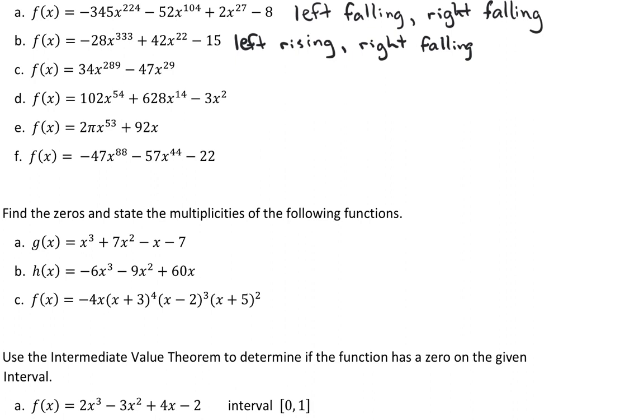Now we're going to look at part C. The power of the leading term is 289, which is odd, which means that it will usually be left falling and right rising, and it will stay that way because the sign of the constant of the leading term is positive. So this one will be left falling and right rising.